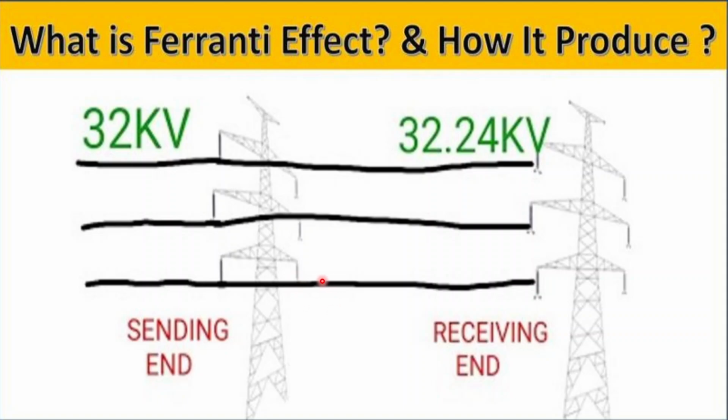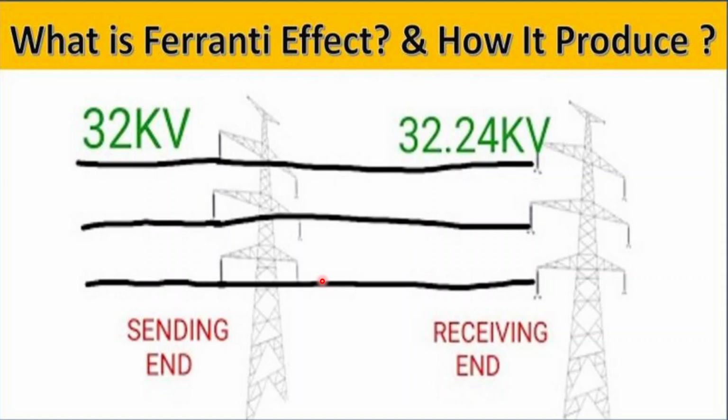Next is the voltage rise mechanism. Under light load or no load condition, the charging current due to the line capacitance dominates. This charging current leads to a voltage drop across the line inductance, which is additive to the original voltage. As a result, the voltage at the receiving end increases compared to the sending end.